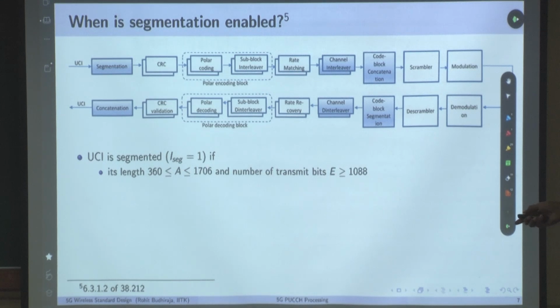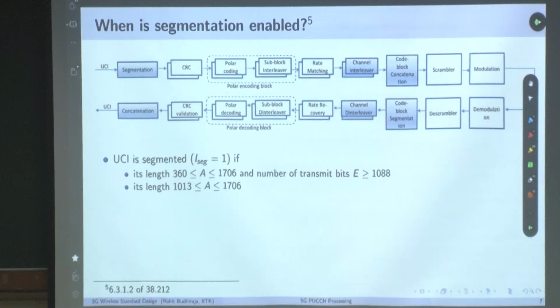So what we are saying here is that the UCI gets segmented in 2 cases. What is the first case? If the UCI length is between these values, and the second condition, the number of transmit bits E, the number of bits you are allowed to transmit, is greater than 1088. If these 2 conditions are met, UCI will be segmented. That is condition number 1.